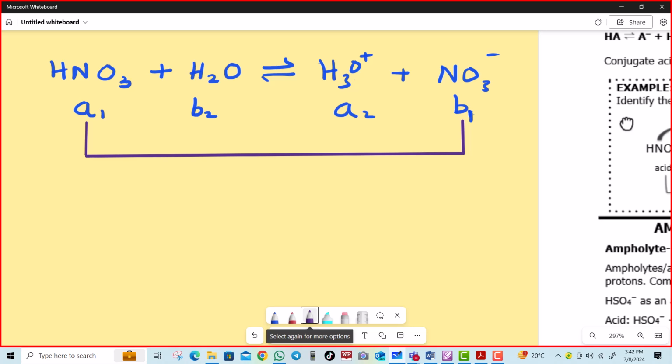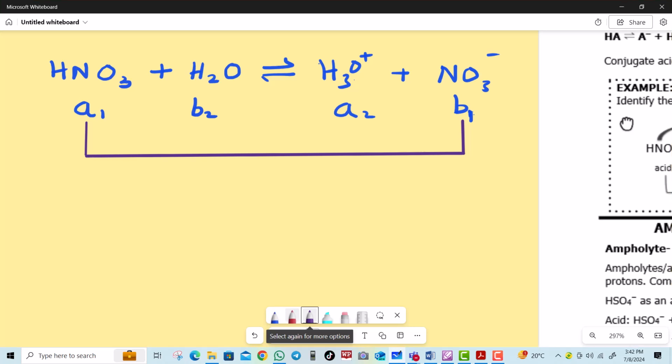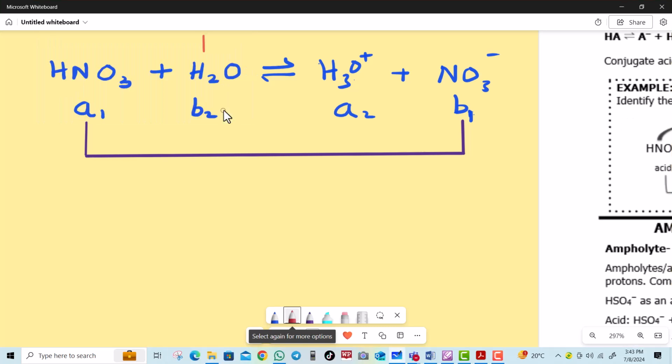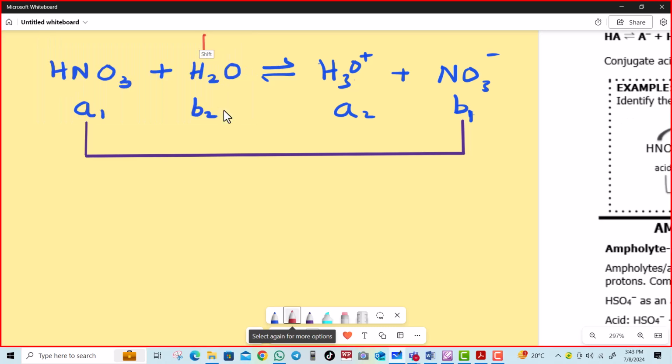However, this other one, you can join them together again like this, now in a different color. I'm using red now. If I join from here, you can see that this water is now accepting the proton. So it becomes a conjugate acid. All together, a conjugate acid.